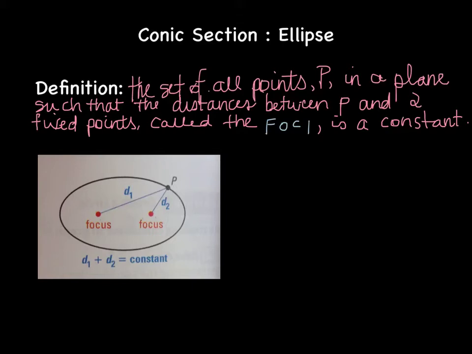So in this picture, you see point P, so it's the set of all points P as I go around, such that the distance between these two fixed points, this distance plus this distance, is going to be a constant. No matter where P is, D1 plus D2 will always equal the same constant.